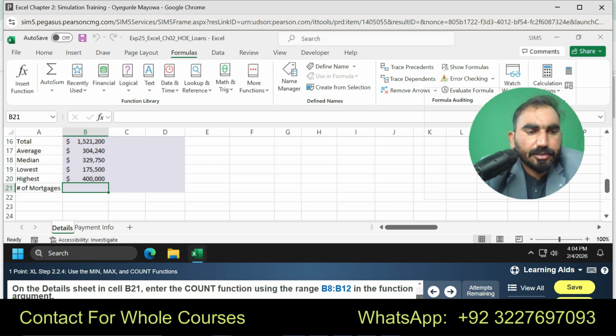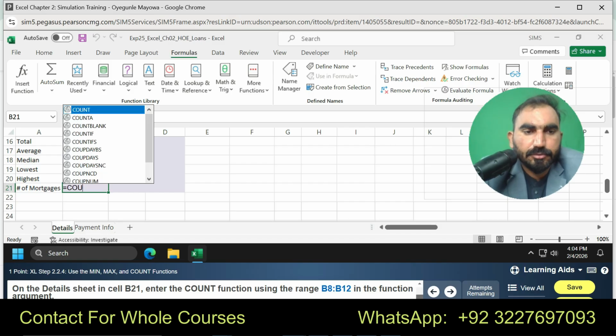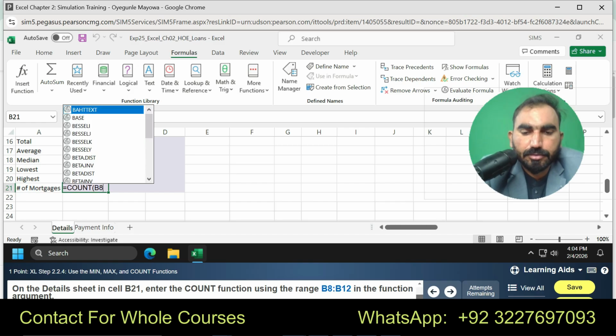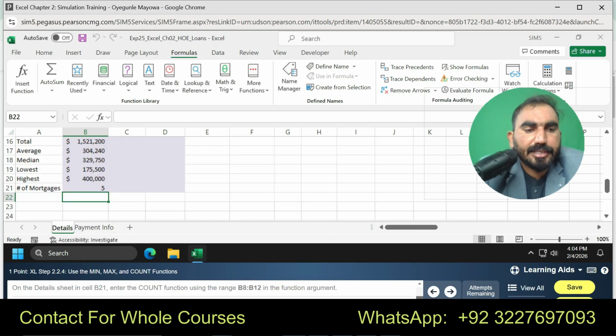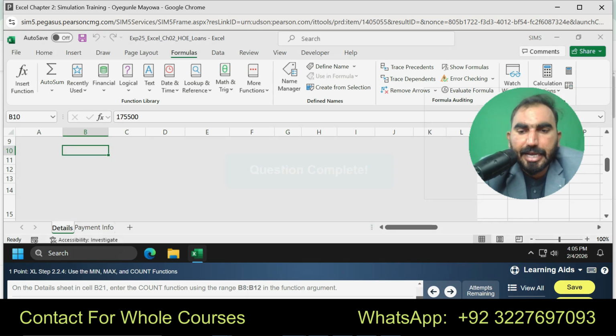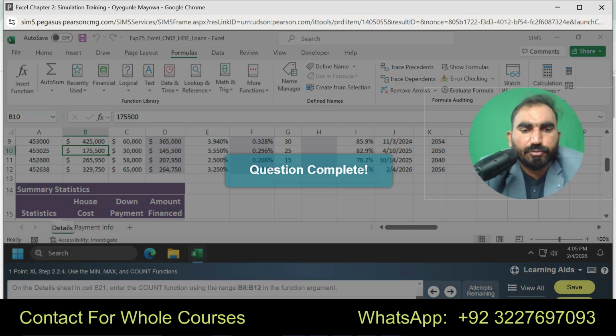Now I am going to move to B21 to insert a COUNT function by selecting the range B8 to B12. Type 4,25,000 in B9. I have completed question number 7. Now I am going to move to my next question.